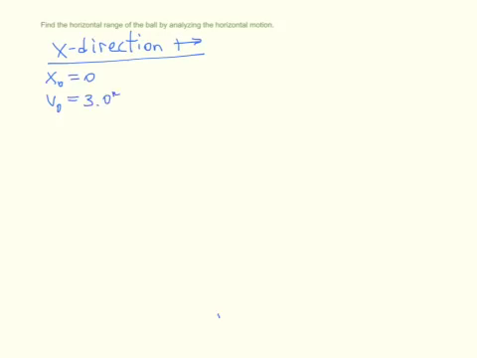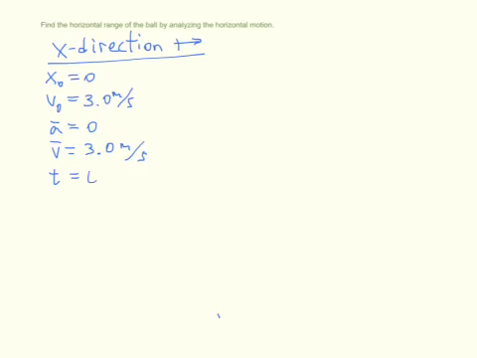Just like with the vertical motion, we'll set up our horizontal motion. Again, we'll start with a label or a title for this part of the work, so that every time we go back and look at our work, we'll know what we're doing. Our knowns are the initial horizontal position, which we'll call 0, and our initial horizontal velocity, 3.0 meters per second. Our acceleration horizontally is 0. And thus, our average velocity is going to be the same as our initial velocity, as would be our final velocity. Velocity is not changing in the horizontal direction because there's nothing accelerating it.